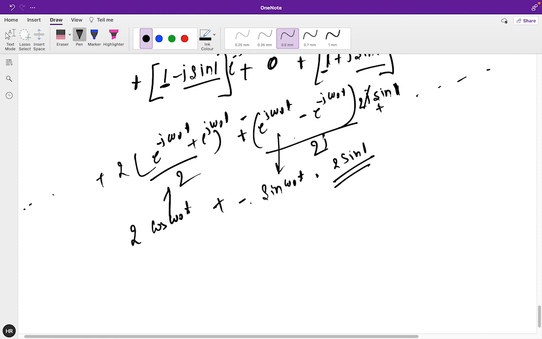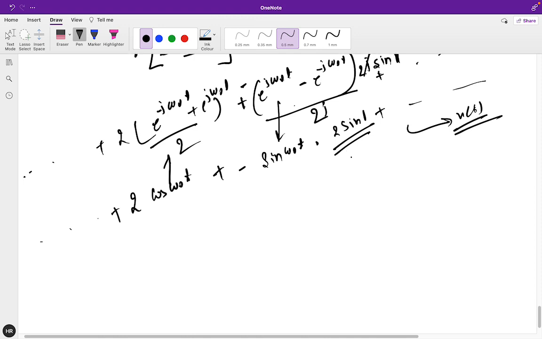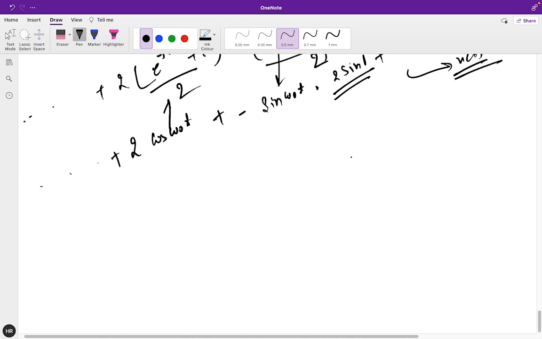So see, in your signal, is any j term present in this kind of signal? No. If you further do this calculation, you will not get any imaginary term. So this is your real signal. So we are getting 1 plus 2 cos omega naught t plus j sine 1 into 2. So we are getting a real signal only, not an imaginary signal.